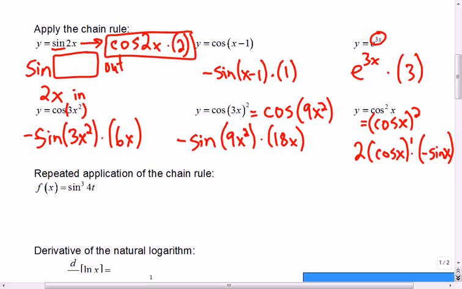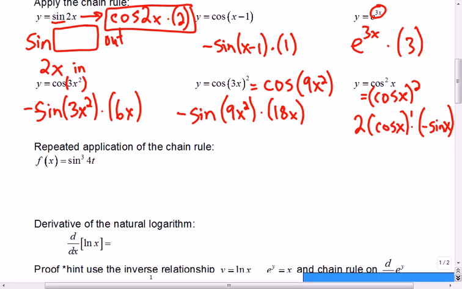Okay, so it is possible, and you will be expected to recognize when the chain rule is going to happen more than once. So for example, in this next situation, the sine cubed of 4t, let's just see if we can identify that there's actually 3 functions here. Can you tell me what those three functions would be that I have to deal with for the derivative?